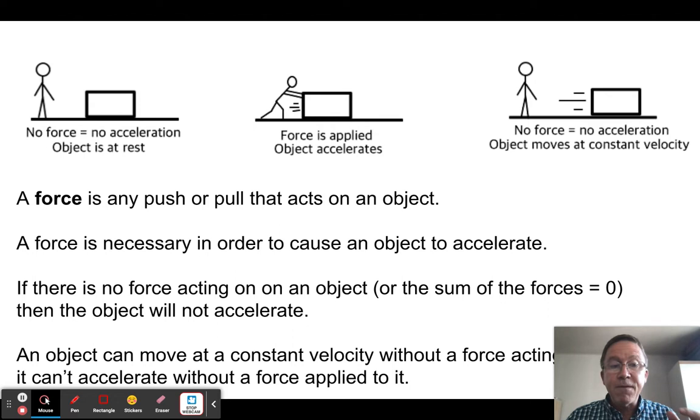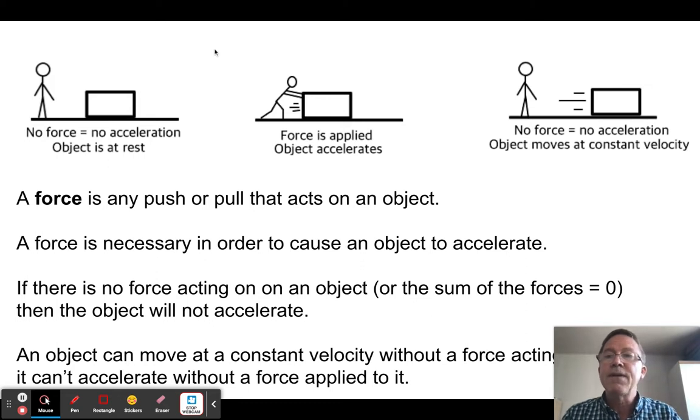The thing about force that's most important to understand is it takes a force in order to make an object accelerate. If there is an overall force acting on an object, then that object is going to accelerate. If an object is accelerating, that is because there is an overall force acting on it. Now, it doesn't take a force to make an object move. An object can move at a constant velocity as long as it's not accelerating. But if there is an overall force on it, it's going to accelerate.